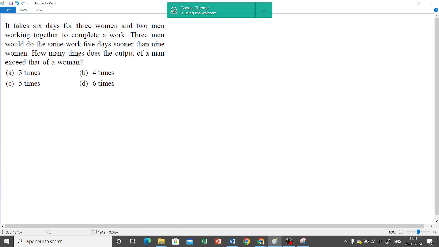It takes 6 days for 3 women and 2 men working together to complete a work. 3 men would do the same work 5 days sooner than 9 women. How many times does the output of a man exceed that of a woman?